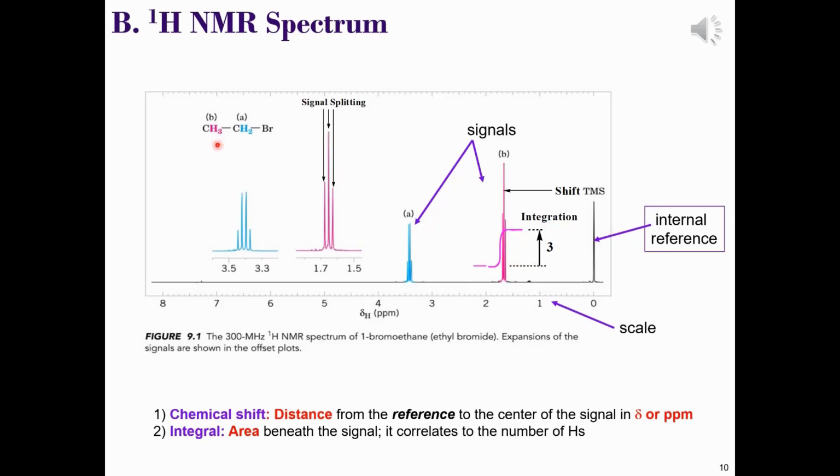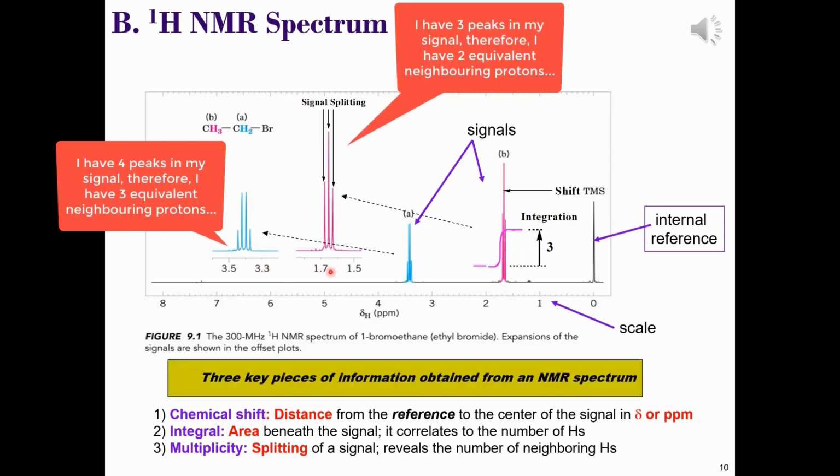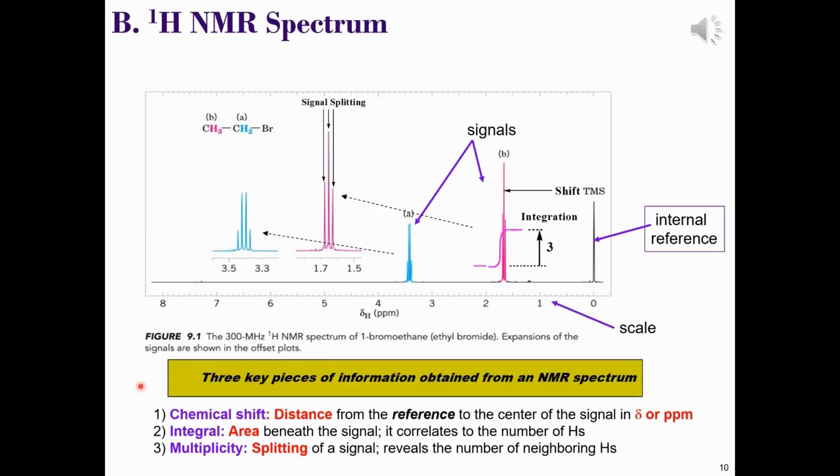Finally, note how each signal is split into individual peaks. This signal splitting is another incredibly useful piece of information called the multiplicity of the signal. The splitting of the signal reveals the number of neighbouring protons. All three are key pieces of information that you can use to solve the structure of a molecule.